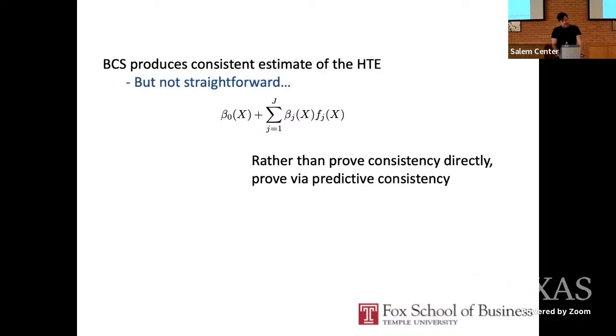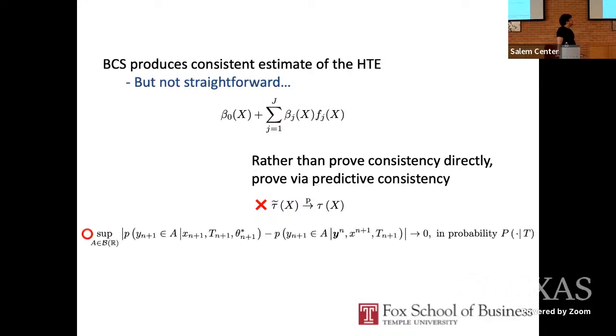So the solution we came up with was to say that rather than prove the consistency of the estimator directly, we're going to prove it through predictive consistency. What I'm saying is that we are not going to be able to prove the posterior tau going to the true tau as n goes to infinity, but we are able to show that the predicted distribution that we have will go to the true data generating process as n goes to infinity.